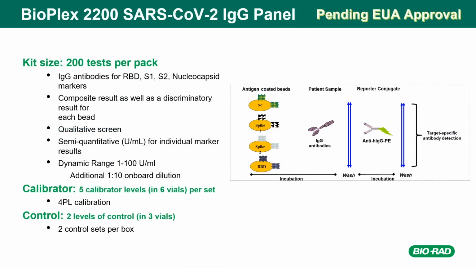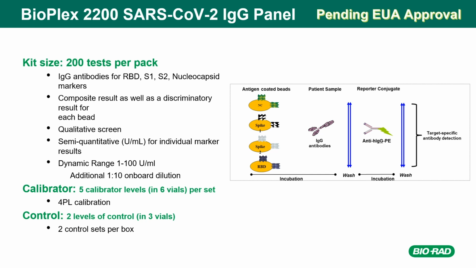So let's move on to another assay that Bio-Rad is developing. We are proud to introduce the BioPlex 2200 SARS-CoV-2 IgG panel. This is a multiplex assay for the qualitative and semi-quantitative detection of IgG class antibodies against the RBD, S1, S2, and nucleocapsid protein of the SARS-CoV-2 virus in human serum and plasma. The assay benefits include a composite result as well as a discriminatory result for each marker and a semi-quantitative result for individual markers.